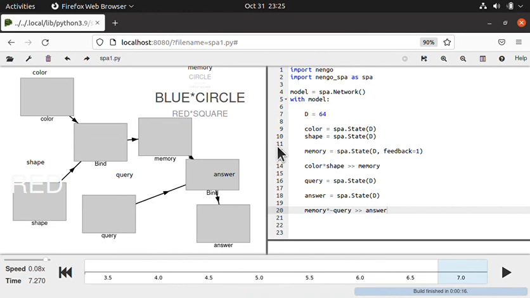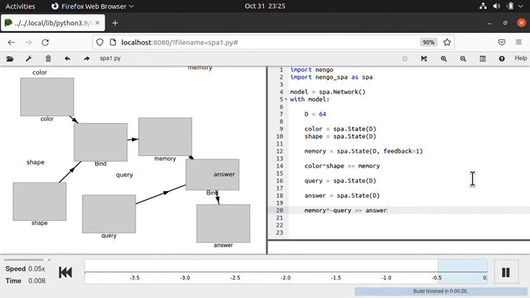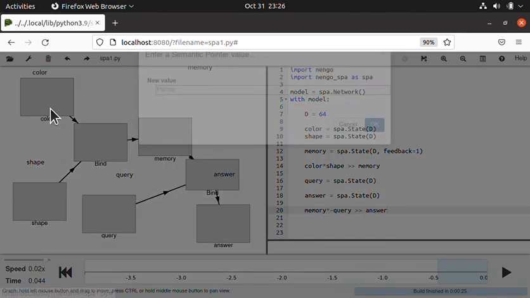Again, when I build this model, all it's doing is optimizing each of these individual components for just vectors in general. That's all it's building up. It's not until I actually run the model that I'm going to start generating the particular vectors that mean blue, red, circle, square, whatever. We'll just give it a moment here. There we are. Now we can do the same thing.